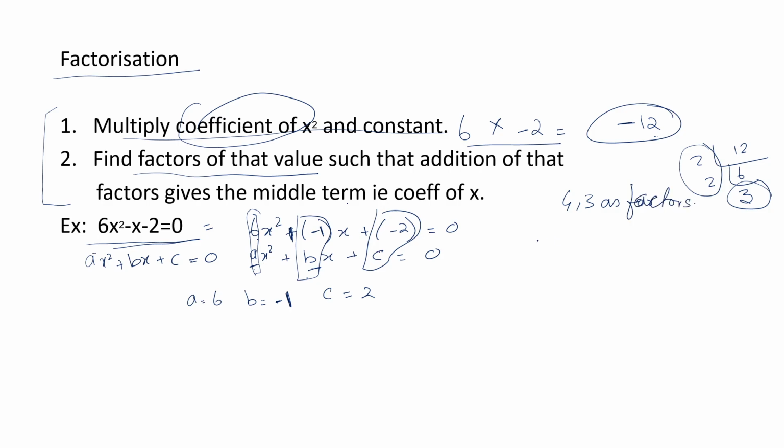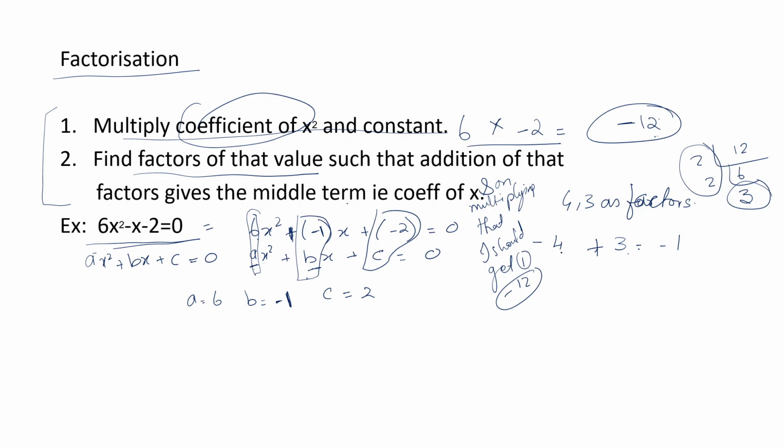So on adding that, I should get minus 1. So the factors should be minus 4 and 3. Then only on adding this, I will get minus 1, and on multiplying that I should get minus 12. That is, I should get first point.